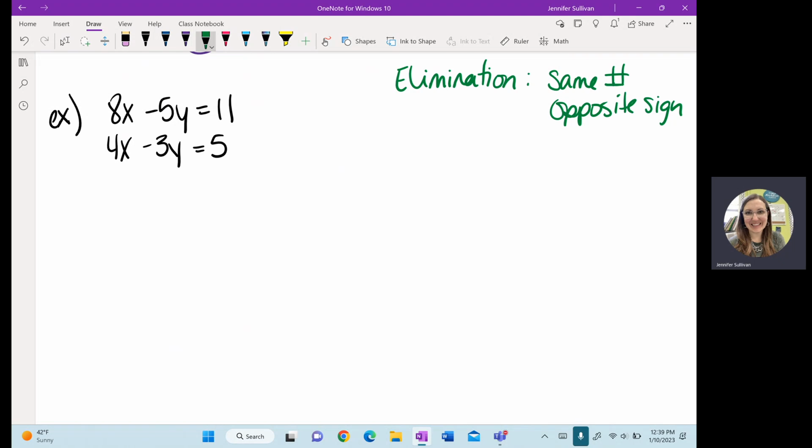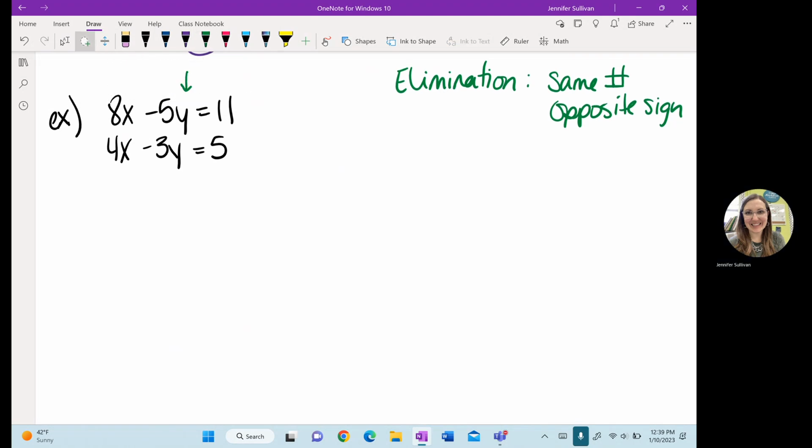So when I look at my original equation, I'm going to look first at the x's. Do my x's have the same number in front? No. Do they have opposite signs? No. Okay, so then we'll move on to the next one. Does my y have the same number in front of it? No. Does it have opposite signs? No, this time they're both negatives. Okay, well, that means that I've got to ask one more question.